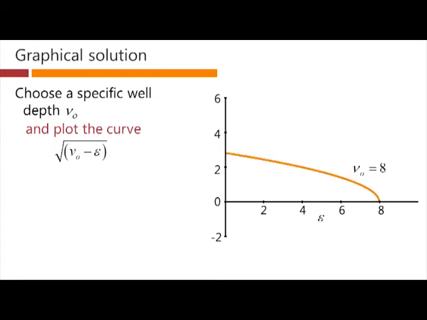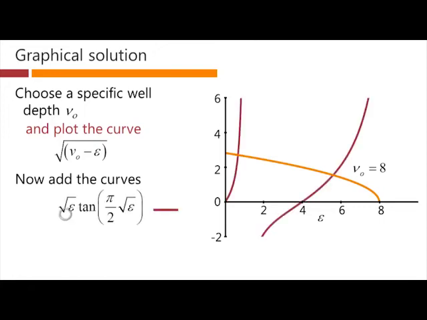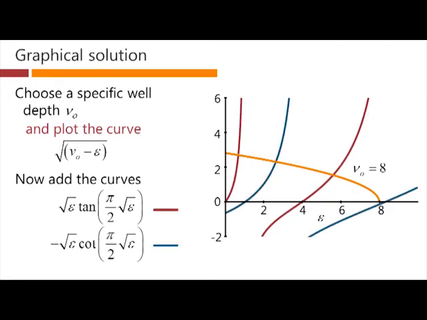So we start our solution by choosing the well depth for our problem, and we graph up this curve on here as a result. Then we add the curves corresponding to the left-hand sides of the equation. One of those curves is square root of epsilon times this tangent. That gives us this function here. Actually, that heads up to infinity, and then it comes back from minus infinity and goes on like that. And the other one is the cotangent curve, again with the square root of epsilon in front of it, minus square root of epsilon times the cotangent. And that gives us these blue curves here. Again, this one headed up to infinity and came back from minus infinity.